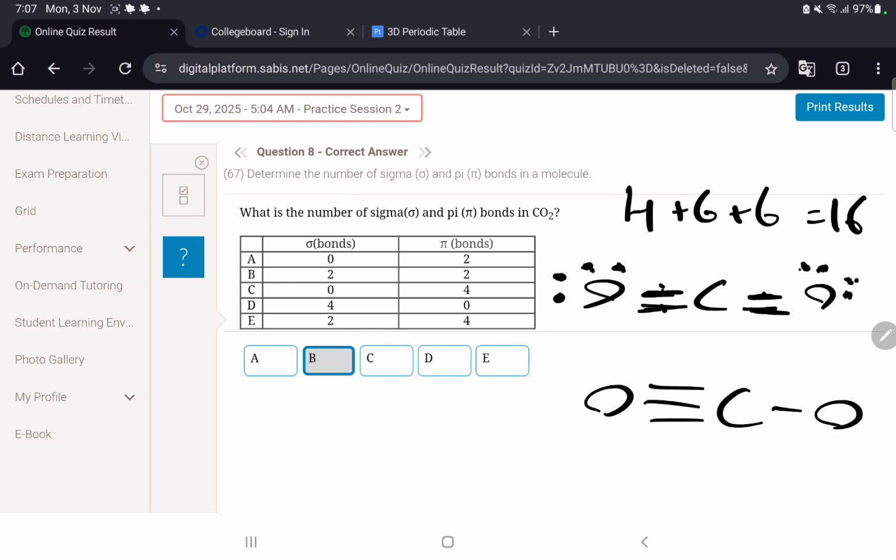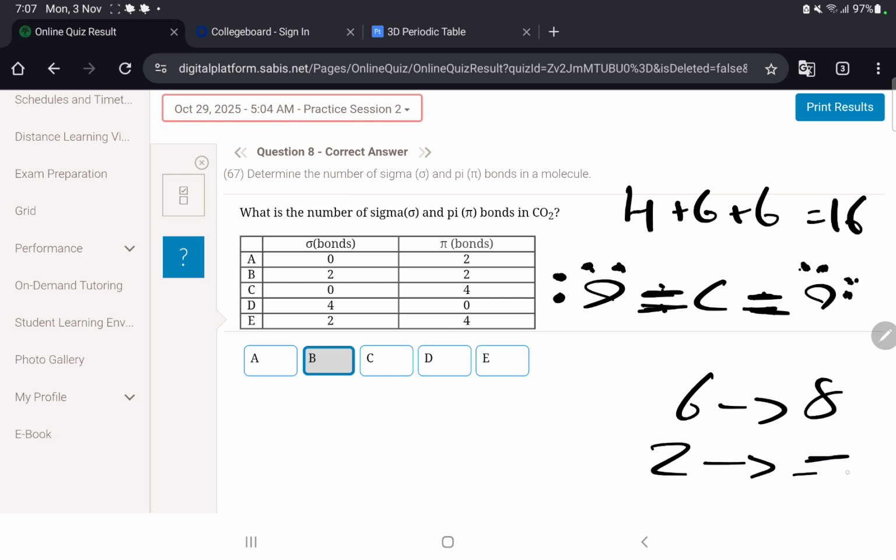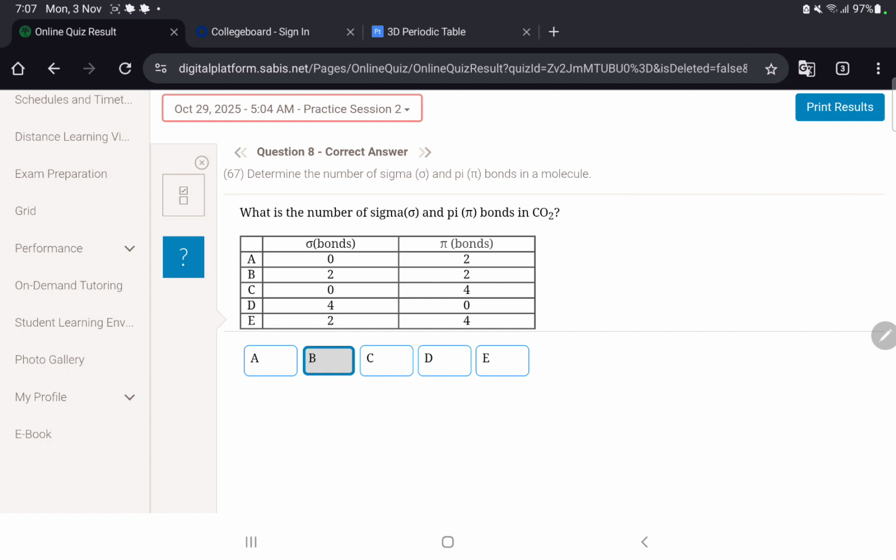You still get the correct answer, but this is wrong. This is the wrong Lewis structure, because O can only double bond. O is in group 6, so for it to become 8, it needs 2 electrons. That means it needs only a double bond. That's the maximum it can make. So don't make that mistake tomorrow.